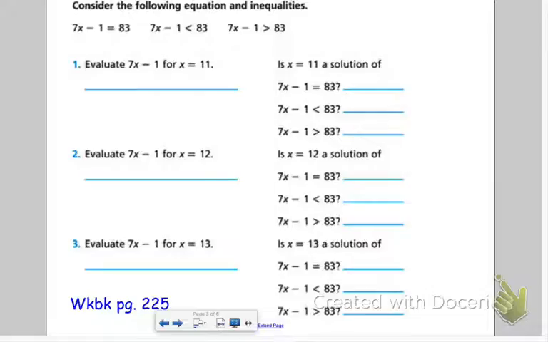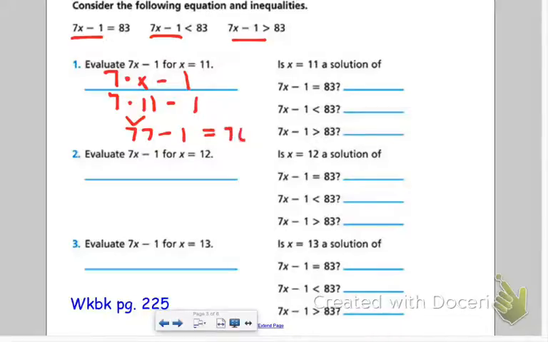First, in number 1, we're going to evaluate 7x minus 1, which is part of every single equation or inequality. But we're going to put x in for 11. So instead of 7 times x minus 1, we're going to do 7 times 11 minus 1. I'm going to use that substitution step. When I say substitution step, that means I actually show you how I replace the variable with the number. 7 times 11 is 77, and 77 minus 1 is 76.